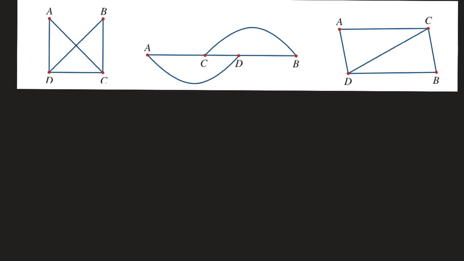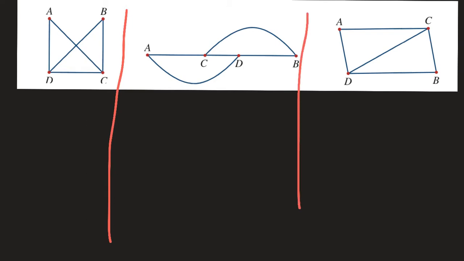Alright, so if I asked you to determine if these 3 graphs or diagrams were isomorphic, what I would do to start is I'm going to try to split this up into 3 parts. So the first thing I would look at is the number of edges and the vertices for both. So let's count the number of edges. 1, 2, 3, 4, 5 for this one.